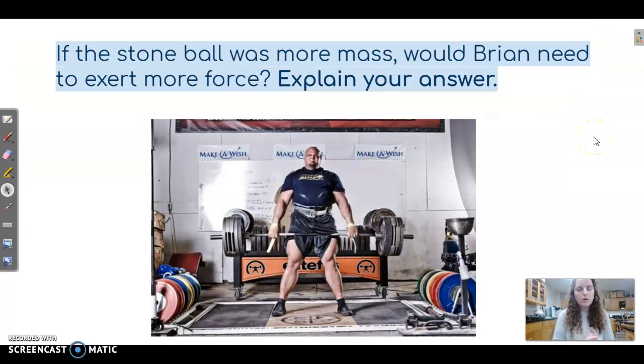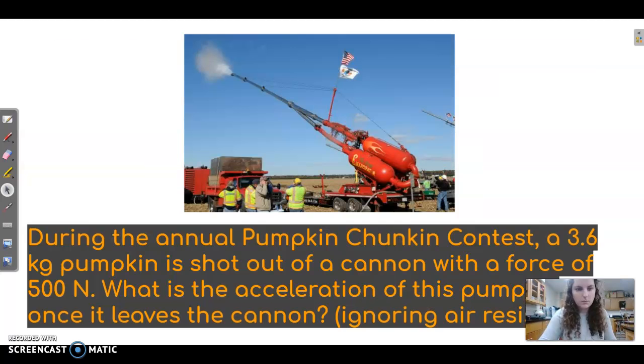So if the stone ball was more mass, would Brian need to exert more force? Absolutely, right? So working back to Newton's first law with inertia, if you have more mass, then you have more resistance to change your state of motion. So you're going to need a larger force in order to accelerate. So absolutely, you will need more force.